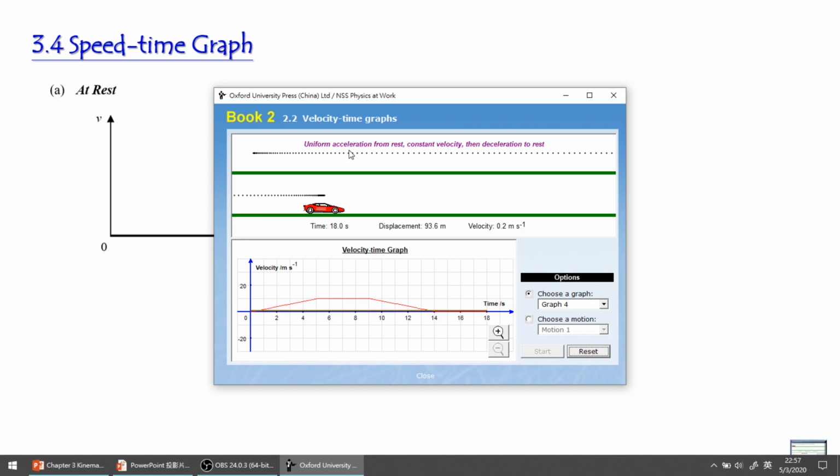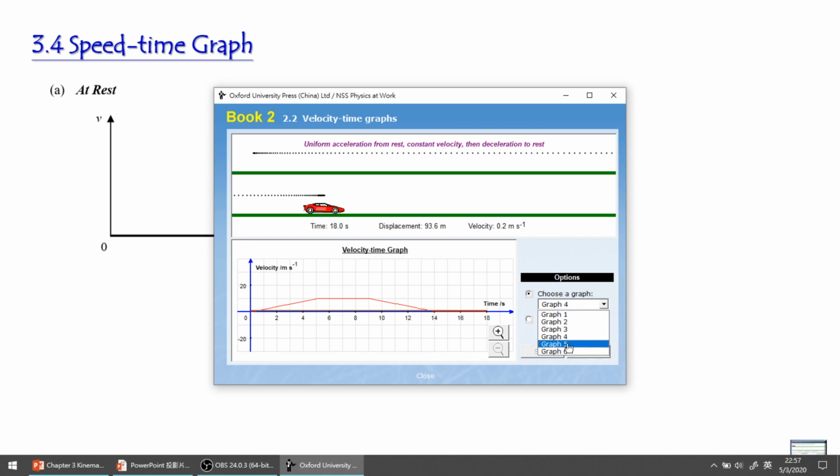Uniform acceleration at the beginning, and then constant velocity in the second part, and then it decelerates to rest in the third part, and then stays at rest in the last part. Okay, so the graph can be divided into 4 parts.